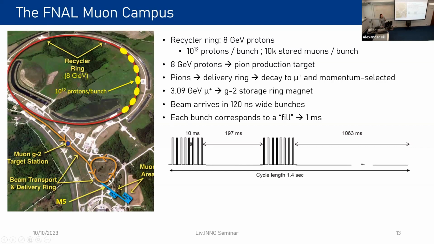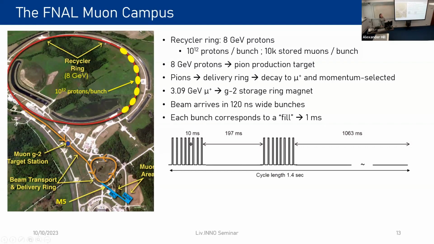Something that was a really interesting innovation for this experiment, as opposed to previous incarnations of the g-2 experiment, is that we then send the pions around something called a delivery ring. This means that there's time for all of the pions to decay into muons before we inject them into our experiment.